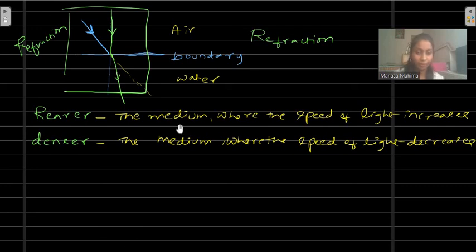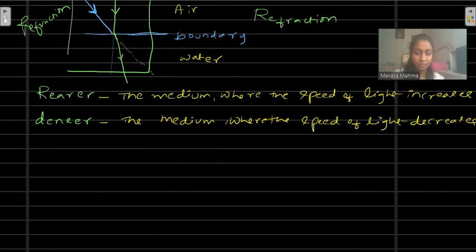There is one more point. When a light ray travels from rarer to denser medium, the light ray after refraction will bend towards the normal. That is the important point you have to mark down.